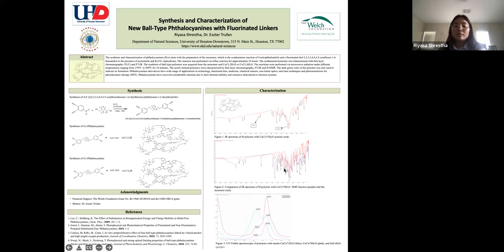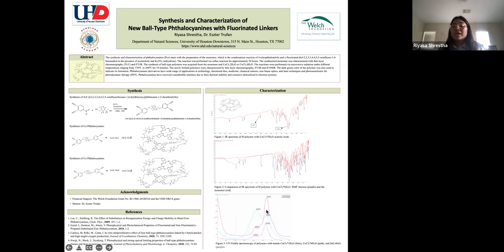Other peaks that we look for is the emergence of peaks over here in purple. Those are the peaks for the C=N double bond, which can be seen in the new ball-type phthalocyanines. So these peaks tell us that we are getting the correct sample and correct structure. And in order to purify these, we use TLC and separation, and then take the IR again to characterize the samples. The third figure shows us the UV visible spectroscopy of 3 different metals, copper chloride, cobalt chloride, and zinc acetate.